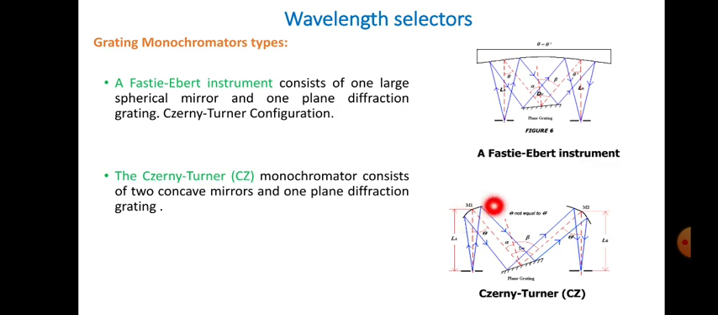So you can see this is one concave mirror and this is another concave mirror, and we have the diffraction grating. So we can keep on rotating this diffraction grating to get a particular wavelength of light which should exit from the exit slit. Similarly here again you can keep on rotating the grating, and this is how the light is directed towards the grating plates and then towards the exit slit.